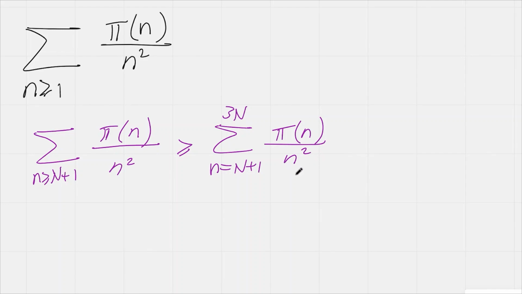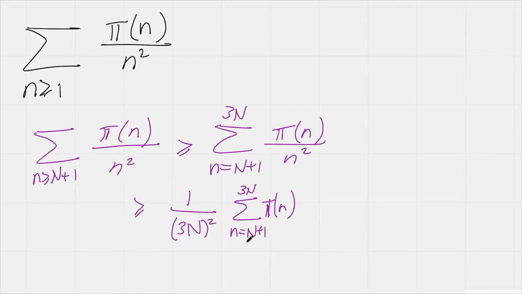Okay, and now what do I know about this? Well, I can firstly take out this n squared because I'm doing bigger than or equal to, and I can take it out by just taking the biggest number possible. So this is bigger than or equal to 1 over (3N) squared times the sum from n equals N plus 1 to 3N of π(n). And 1 over (3N) squared is just 1 over 9N squared. But what is the sum from n equals N plus 1 to 3N of π(n)?